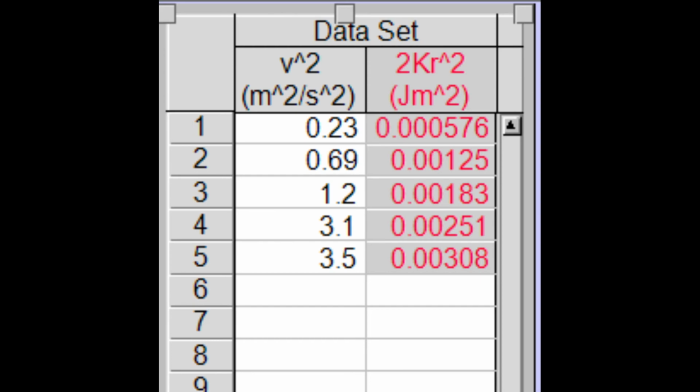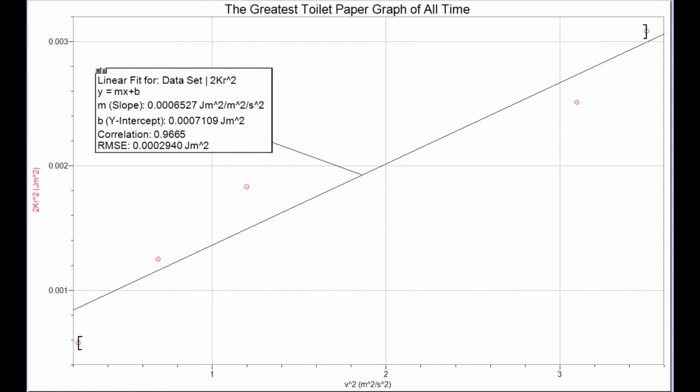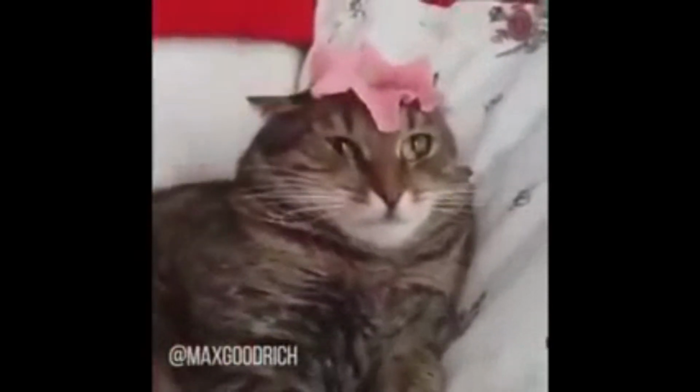Now that we have this information, all we have to do is put it in a data table. How do you put it in a data table, you ask? First you put v squared in the x column, and 2KE over r squared in the y column, and that's it. Then we make the corresponding graph, and hopefully the slope is the real moment of inertia, and the y-intercept is mr squared. Wait, hold up. The prophecy is true.